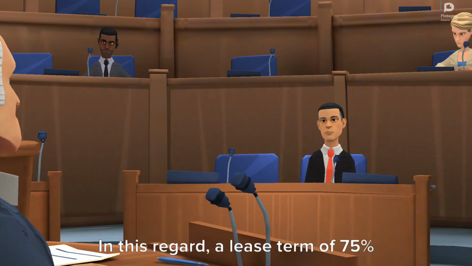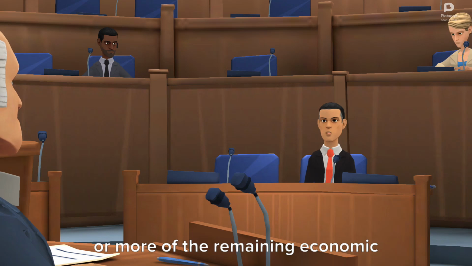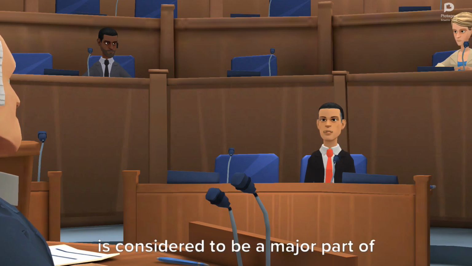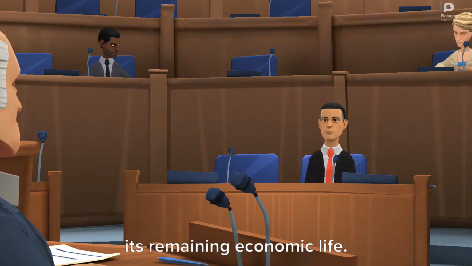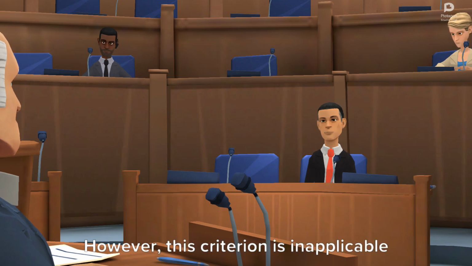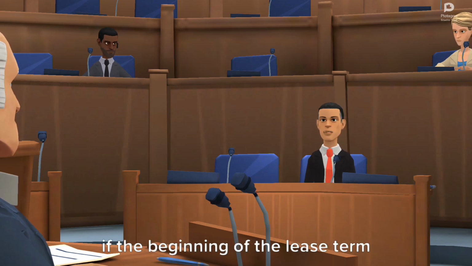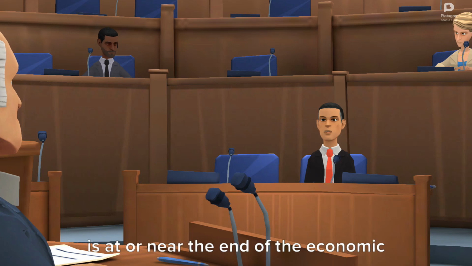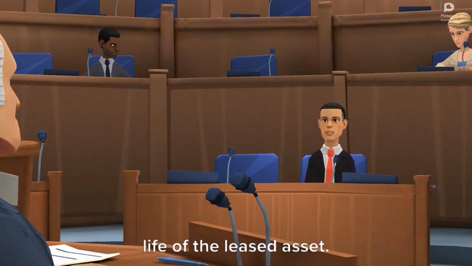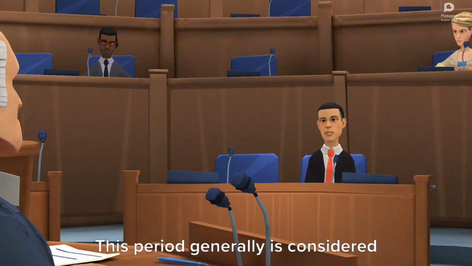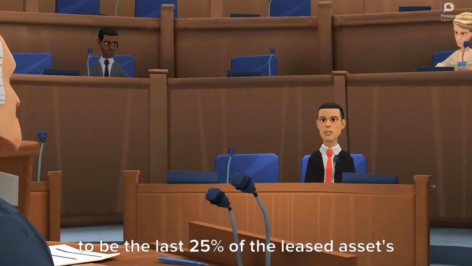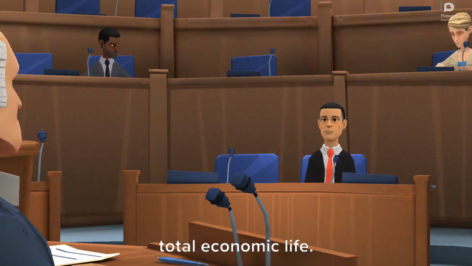In this regard, a lease term of 75% or more of the remaining economic life of the leased asset generally is considered to be a major part of its remaining economic life. However, this criterion is inapplicable if the beginning of the lease term is at or near the end of the economic life of the leased asset. This period generally is considered to be the last 25% of the leased asset's total economic life.